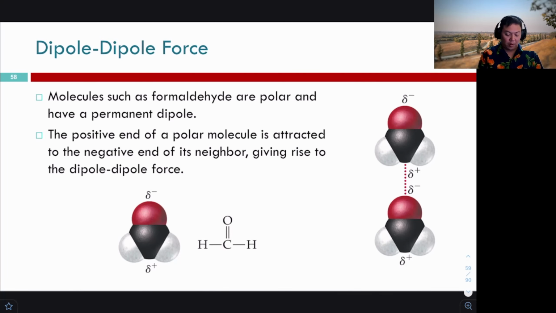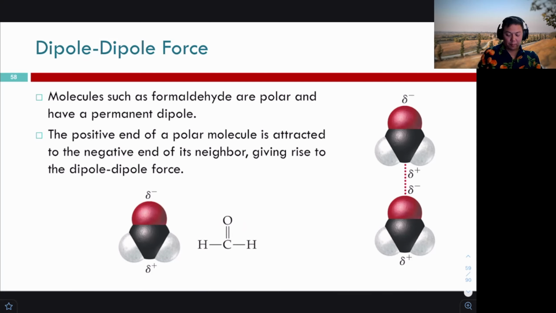So another polar molecule here is formaldehyde. It has a permanent dipole moment. The positive end of a polar molecule is attracted to the negative end of its neighbor, giving rise to the dipole-dipole force. So here, instead of having lone pairs on our atom, we have oxygen and carbon. So this bond is going to be polar, where oxygen is more electronegative than carbon.